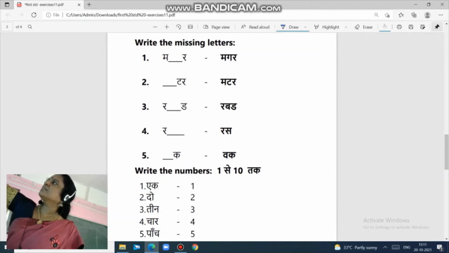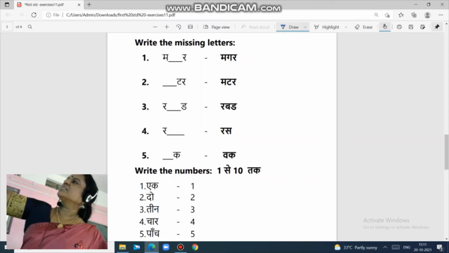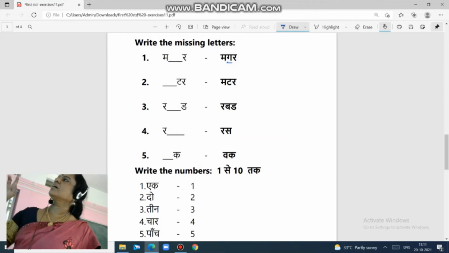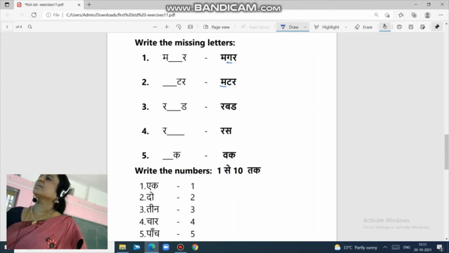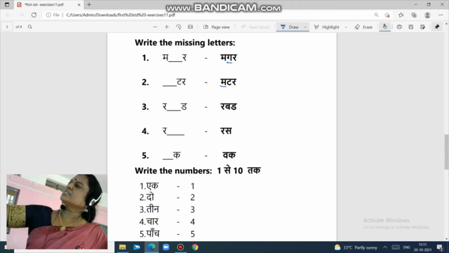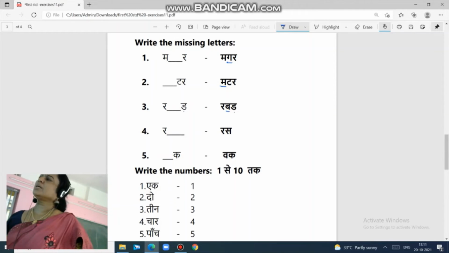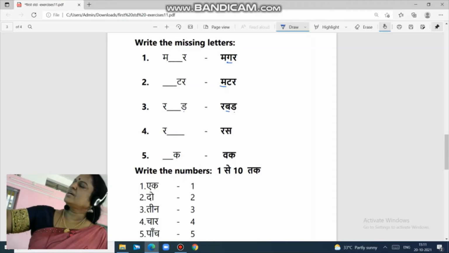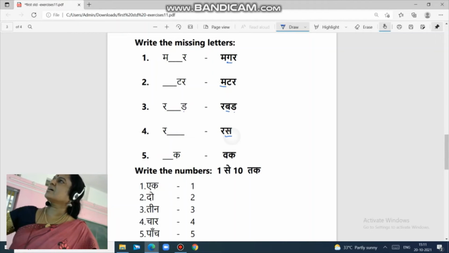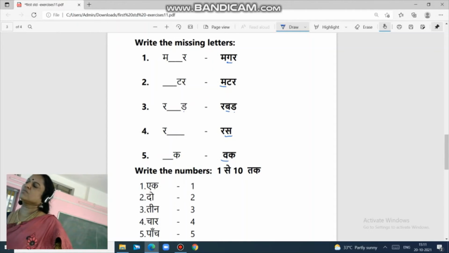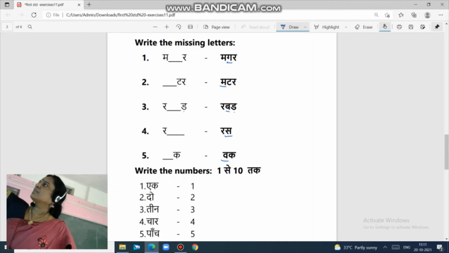Write the missing letters. Ma dash ra. Ma ga ra. Magar. Dash tha ra. Ma tha ra. Madar. That is the missing letter. Ra dash da. Ra ba da. Rabad. Ra dash. Ra sa ra. Sa is the missing letter. Dash ka. Vak. Va is the missing letter.